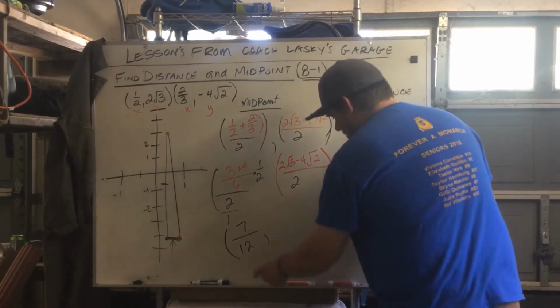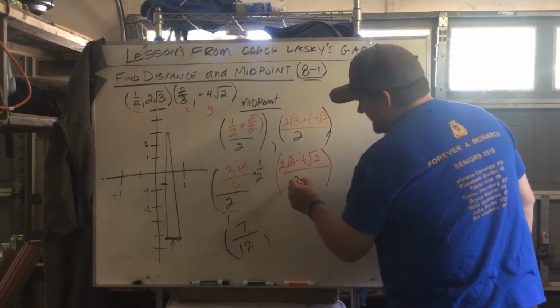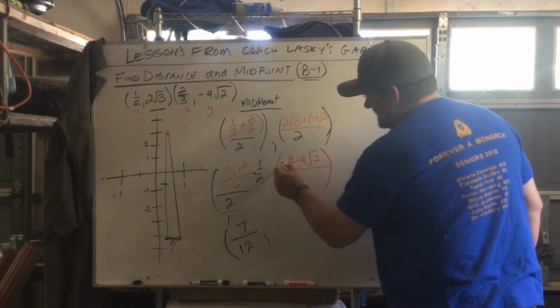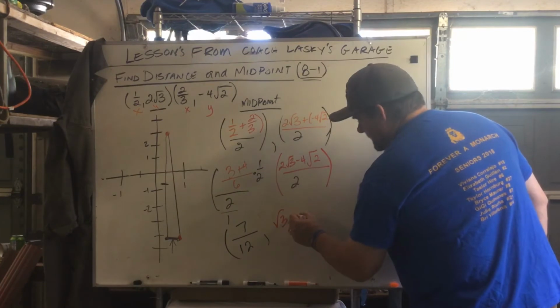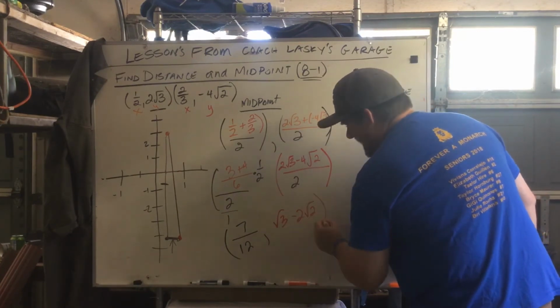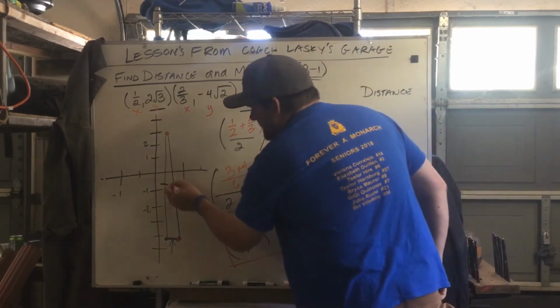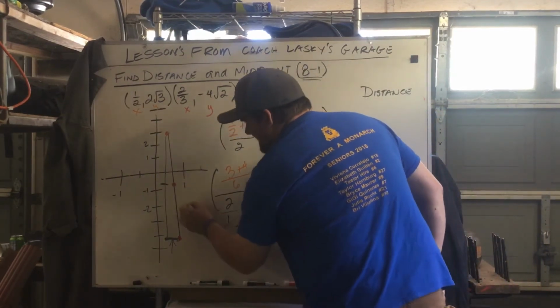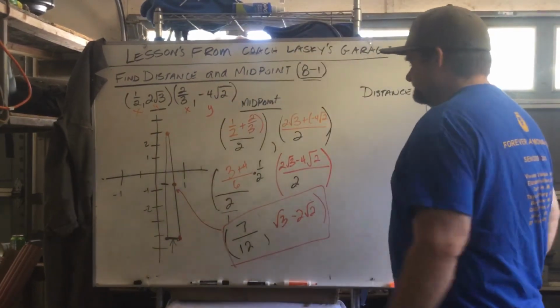And then we can simplify this out a little bit, which is going to give us 2 goes into both of those. This goes in once, so I get root 3. 2 goes into 4 twice. And I have my new midpoint, which is going to be right here. So that's my new midpoint. So the midpoint between those two is right about there.